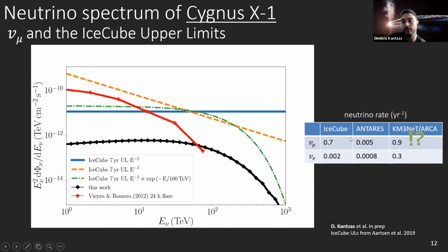And I found that for IceCube in particular, there might be a rate of 0.7 muon neutrinos per year when the jets of Cygnus X-1 are over there.